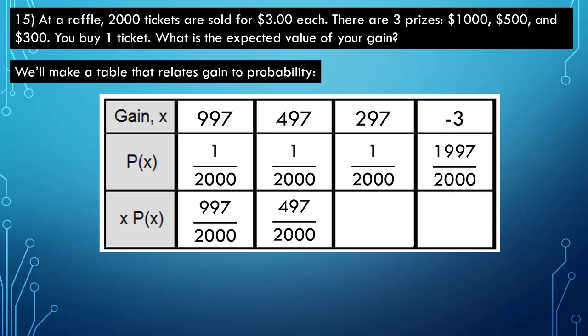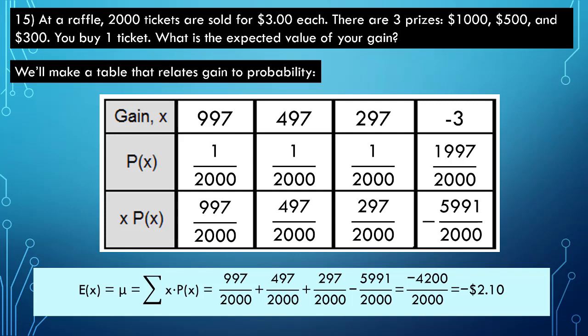297 times 1 over 2,000 is 297 over 2,000. And -3 times 1997 over 2,000 is -5,991 over 2,000. So the expected value is the sum of x times p of x. We add these up, that's -4,200 over 2,000, which is -$2.10. So we can expect an average loss per ticket of $2.10.